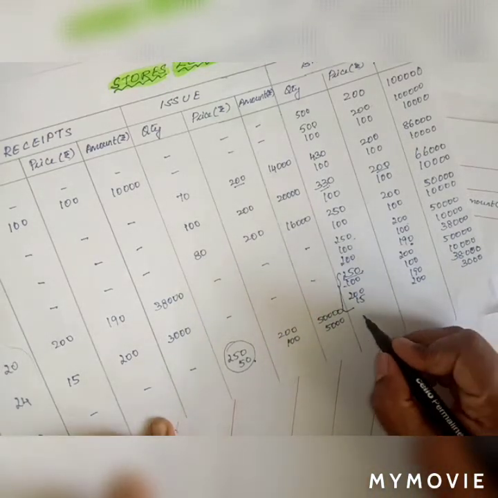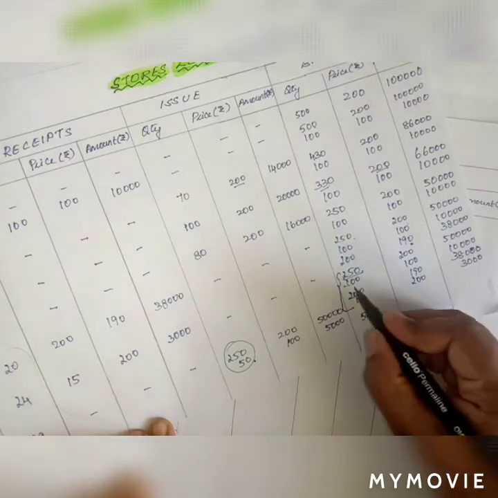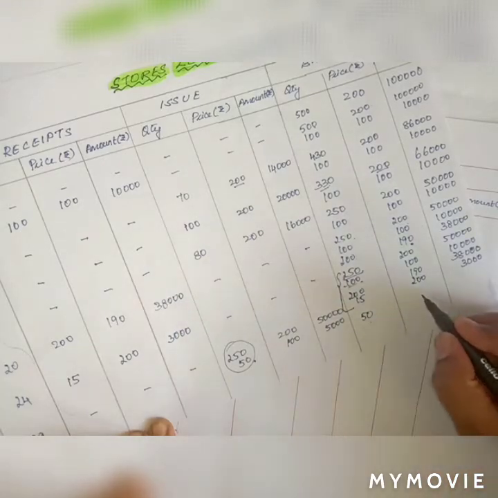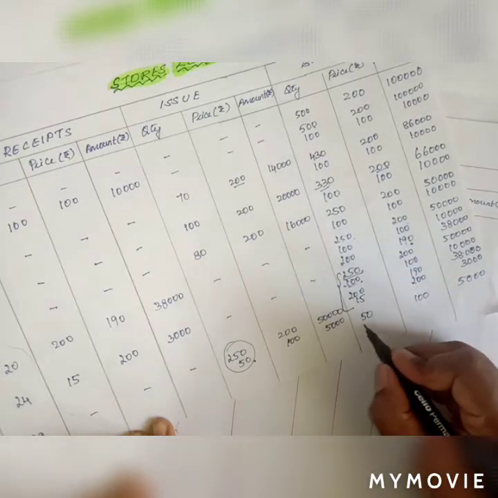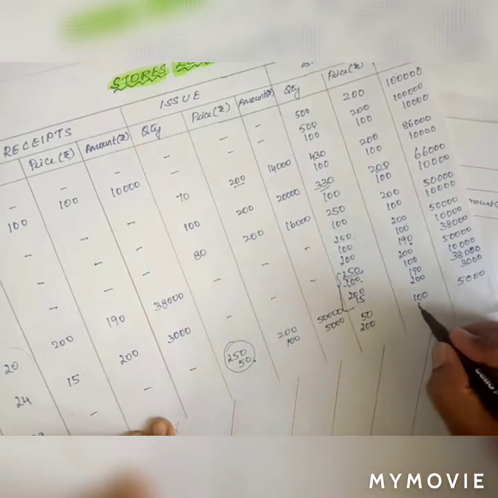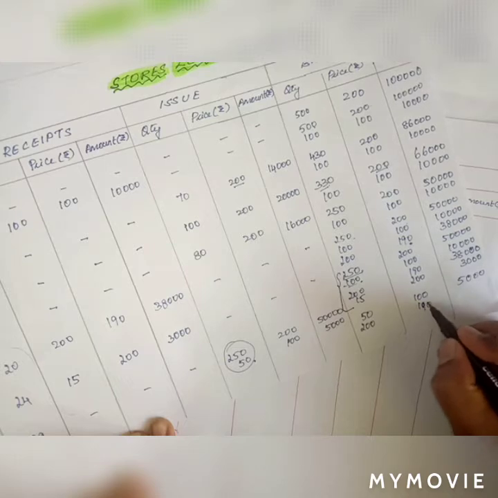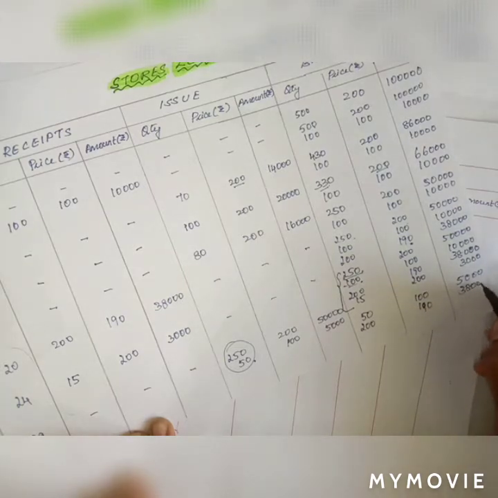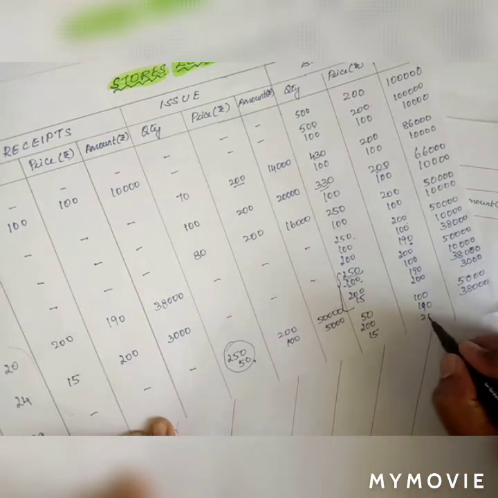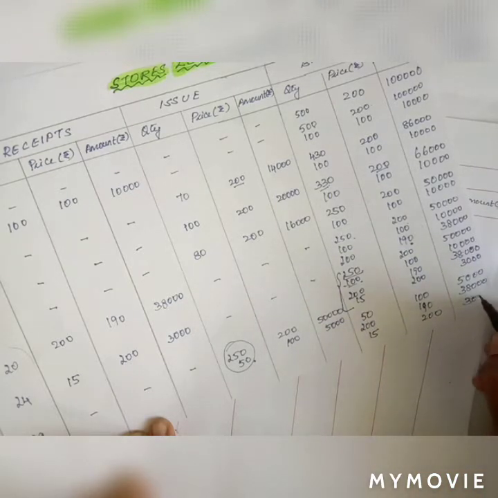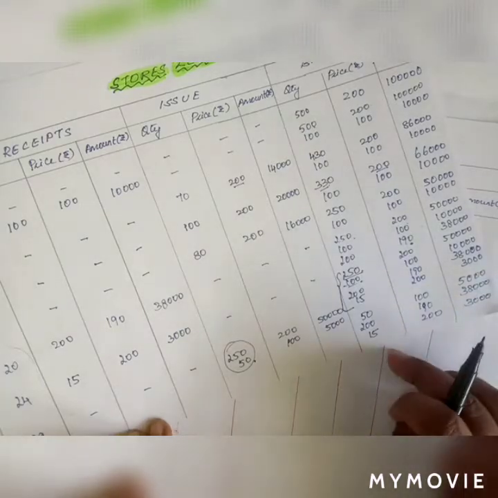So what is the remaining balance? We have 50 tons out of this 100, 50 tons of 100 rupees each, which is 5,000. And we have this 200 which has not been utilized at all, which is 190 each, 38,000. And then we have 15 tons at 200 rupees, which is 3,000. That's it.